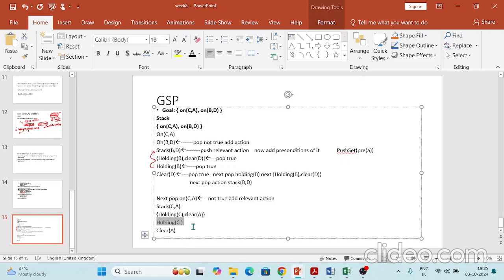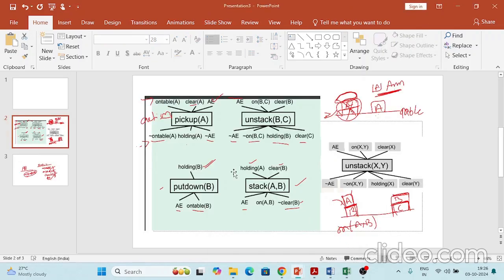So what is the next action we need to do? For holding C, what is the action I required to add? For holding C, I required unstack. Next, like that we have to proceed. Write that the holding C function, that is unstack. So what are the conditions for this unstack? Unstack is: on BC, clear B, arm empty.